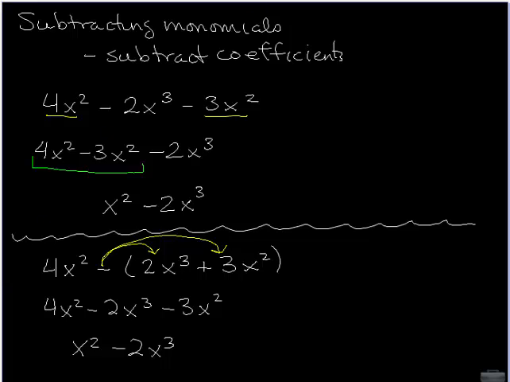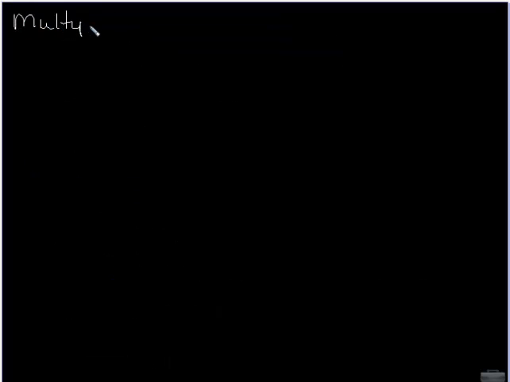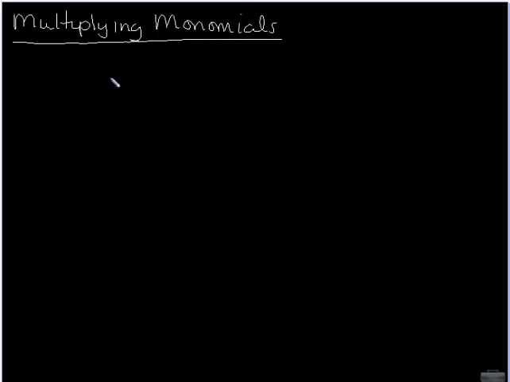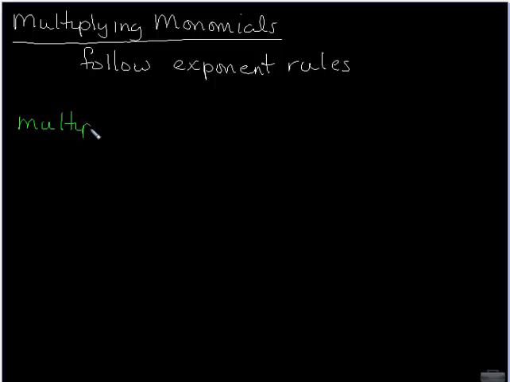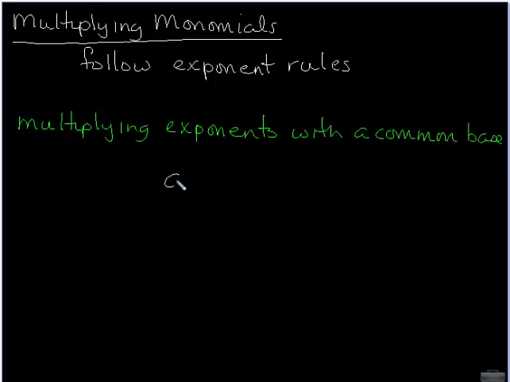Now, multiplying and dividing monomials, that's a little different. Okay, when we multiply monomials, we have to follow exponent rules. Now multiplying exponents, we have to have a common base. And you might recall that if I have an exponent, this is my base, and this is my exponent. So when I multiply monomials, I deal with the common base.